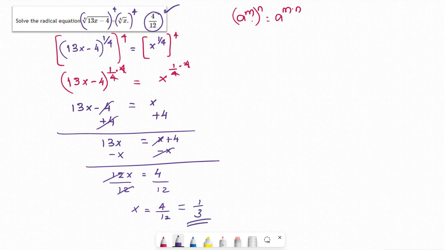So if it is a square root on both sides, we want to square both sides. If it is a cube root on both sides, we want to cube both sides. If it is a fifth root on both sides, we want to take the fifth power on both sides. Whatever the root, we have to take the same power in order to eliminate the radical sign from the equation. That's it. Got it?